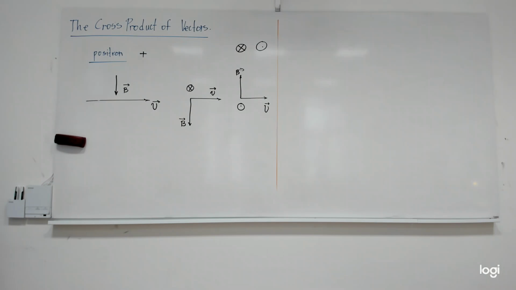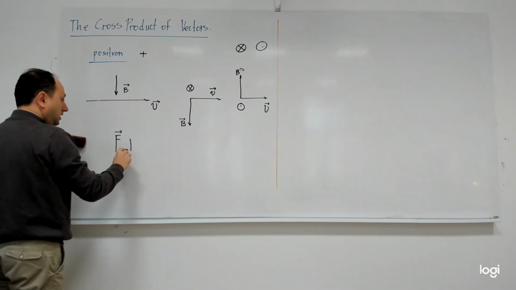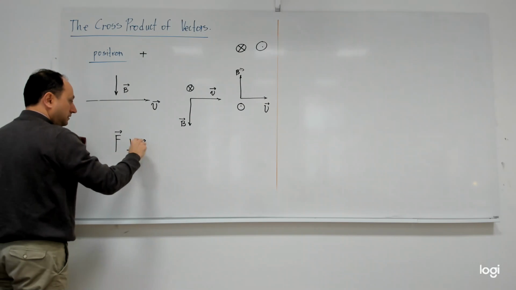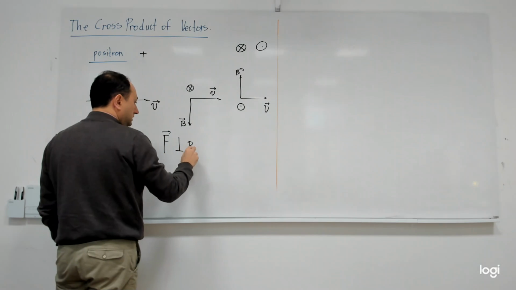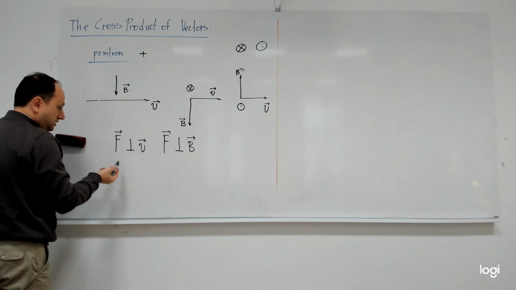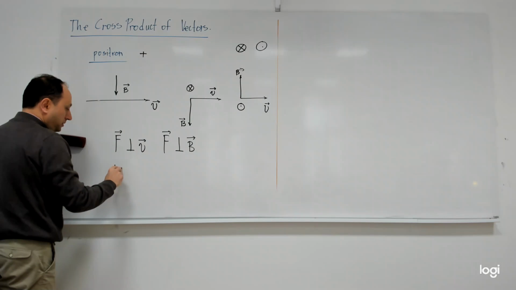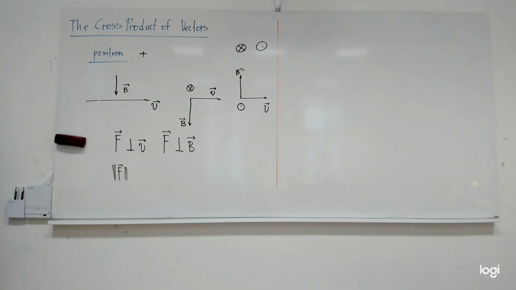After all these experiments, you get a new rule: the force is perpendicular to the velocity, and the force is also perpendicular to the magnetic field. This is definitely what you get from these experiments. So this new vector is perpendicular to both of them. And of course, calculating the magnitude is a little bit harder. You need instruments and measurements to be able to calculate the magnitude of the force. So we know the direction, but we calculate the magnitude.